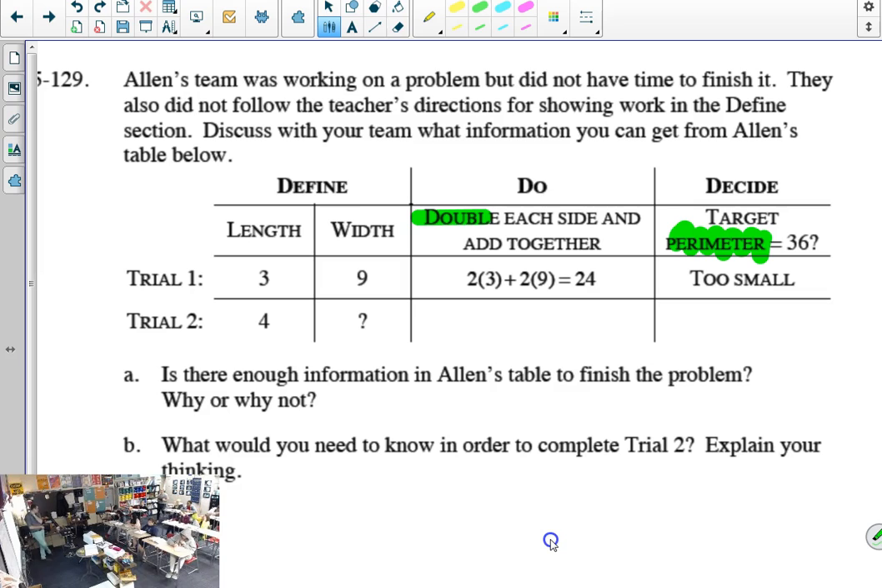Sonny? I'm pretty sure it might be 10, but I'm not sure, because I'm looking up and down and I see 3 goes up by 1, and so that's why I thought 9 goes up. But I like that observation. If my length goes up by 1, does my width go up by 1?